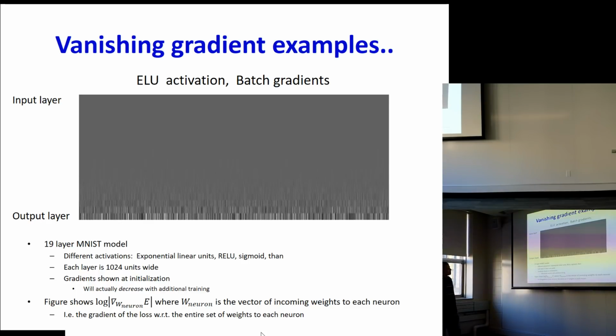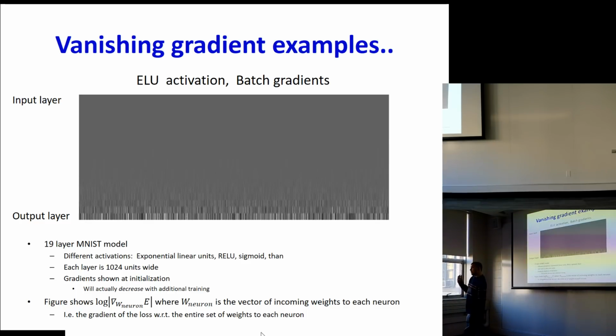And this is an ELU activation. We're using batch gradients, meaning you're computing gradients on entire batches of inputs. And you see what happens. This is in the first iteration, right after you've initialized the model. And here's what the divergences look like. As you go to the first layer, there really is nothing left. There is no information left.